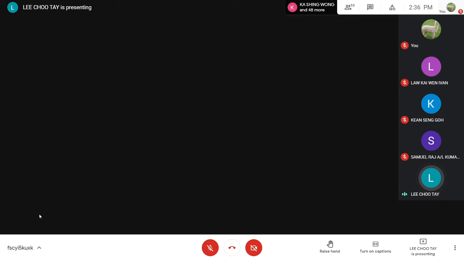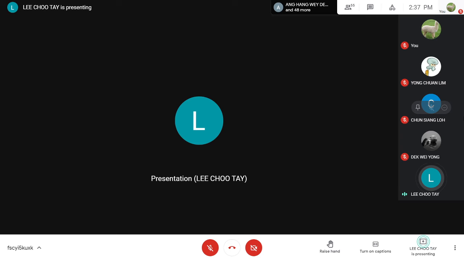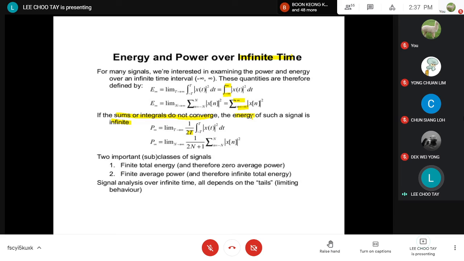All right. So again, by knowing the nature of the energy in the signal, we can define what kind of power the system has. We have two important subclasses of signal. We have signals that have finite total energy, where the total energy converges. This kind of signal will give us zero average power.